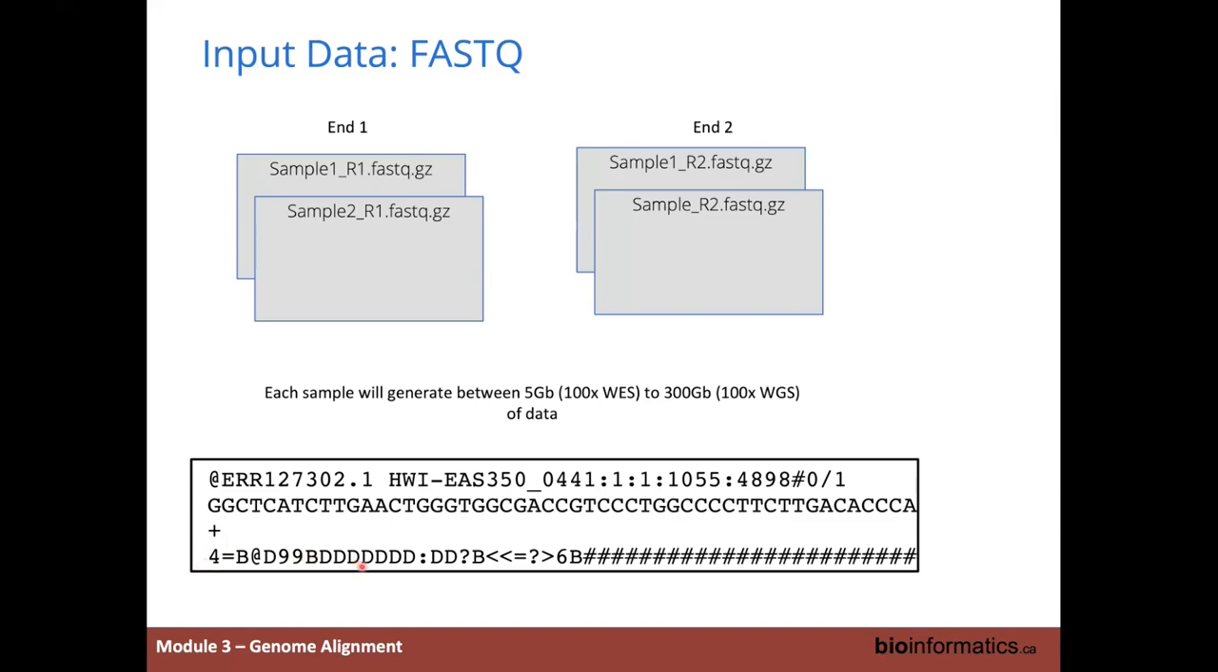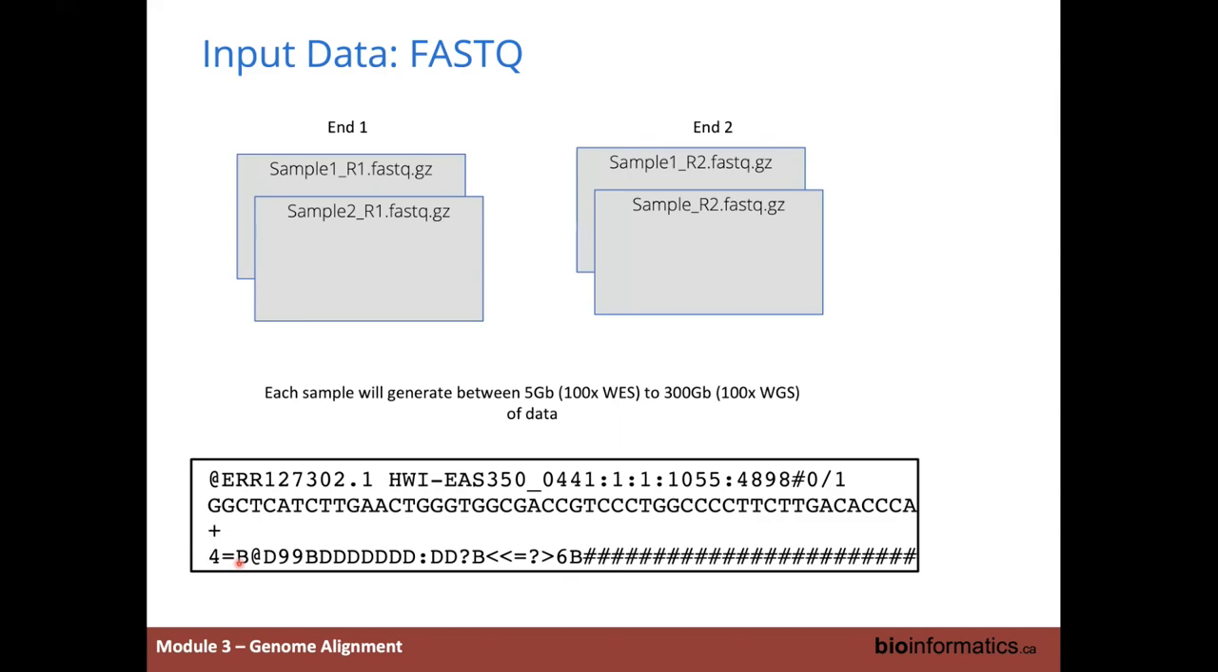And the last line is a kind of weird line with a mix of symbols. It could be numbers, symbols, or letters, and it gives you the quality of each base. You will ask, how can we get quality from that? Quality is measured as a number, but we cannot put numbers here because, if I put, for example, 40 and then 30, I would have 4030, and I cannot say if the first base is related to 4, to 40, or to 403. So the idea is to have one character to encode the quality.